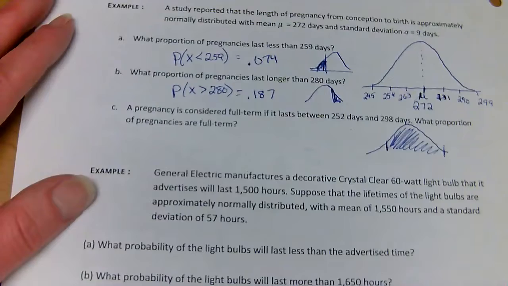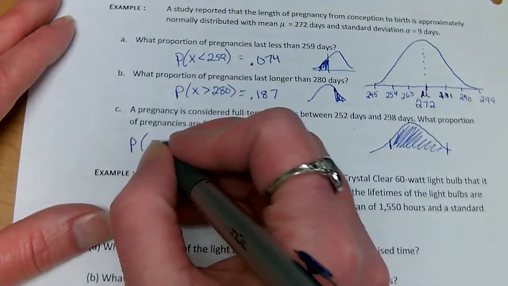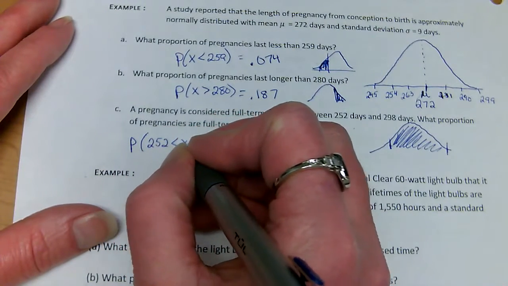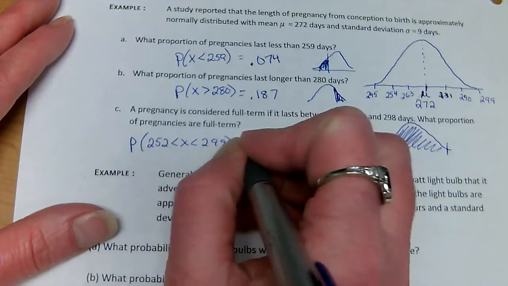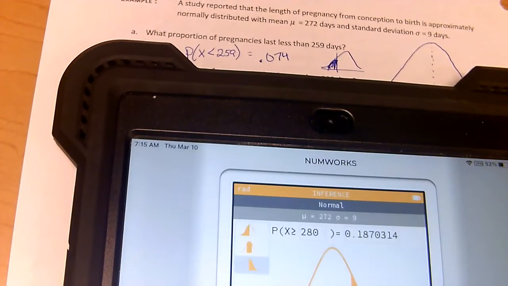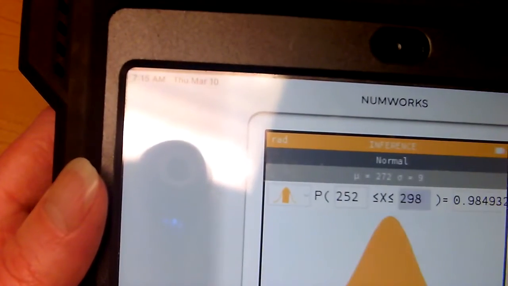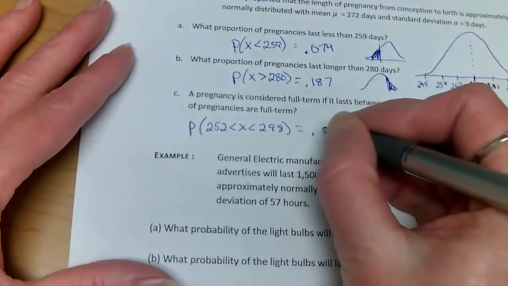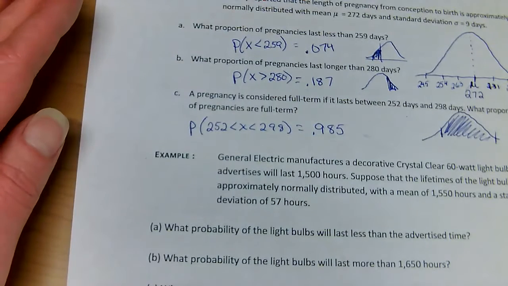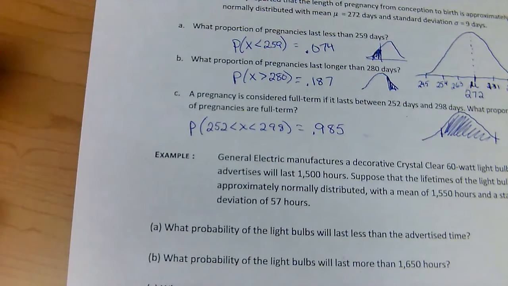A pregnancy is considered full term if it's between 252 and 298. So we're going to be going between those, 252 and 298. Whoops. It's fun. And I get 0.985. I knew that was going to be a big percentage. Big proportion, big probability of your pregnancy lasting full term.